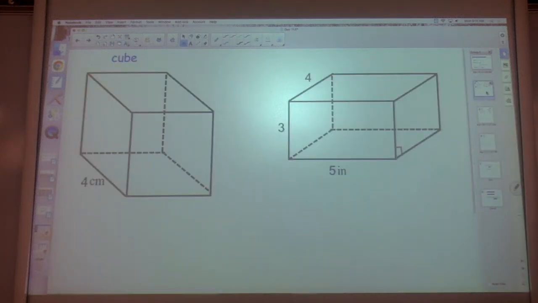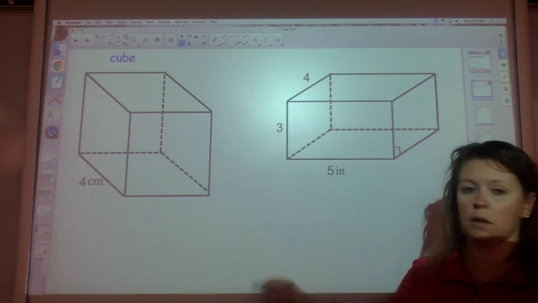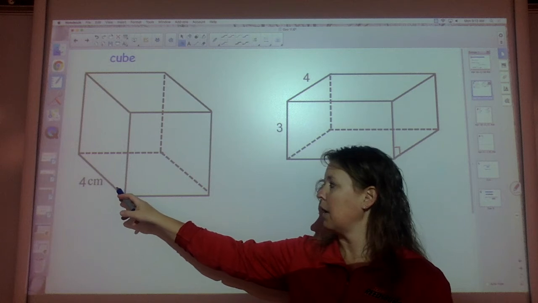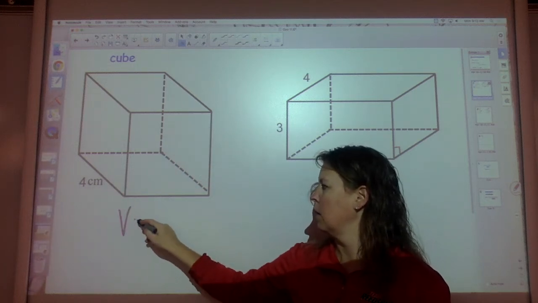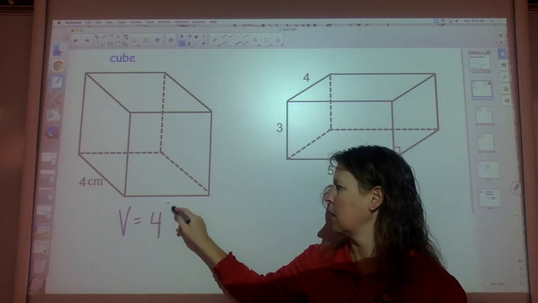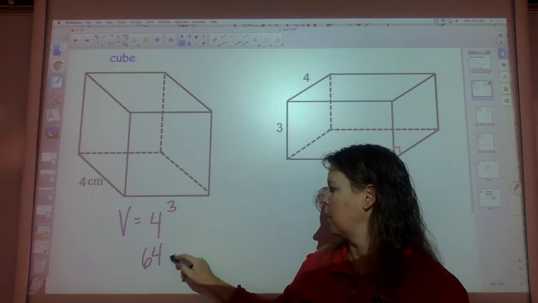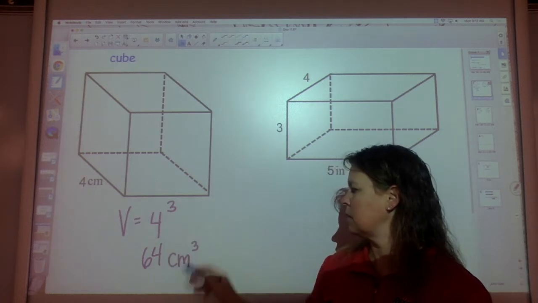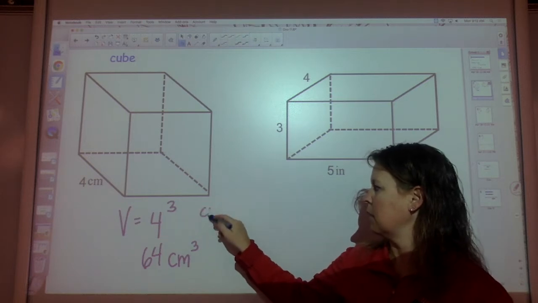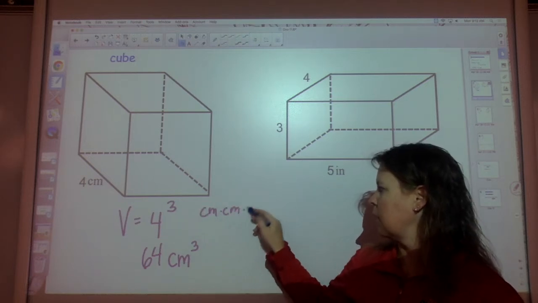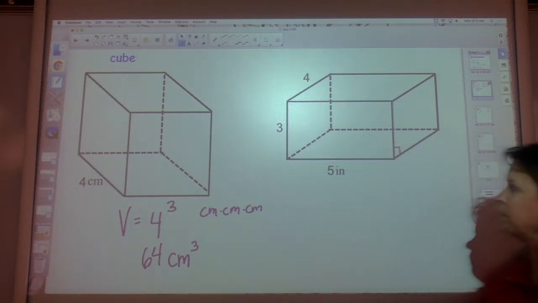So here it is. We'll start with the cube. You shouldn't have to draw this if you have a handout. If you don't have a handout, you're going to have to pause it and draw it. You've got a cube with side of 4. That means it's 4 by 4 by 4. Everywhere around is 4. And you would take 4 cubed. 4 times 4 times 4 is 64. And be careful now on our units. We're going cubic centimeters. 4 centimeters times centimeters times centimeters is 64 cubic centimeters.